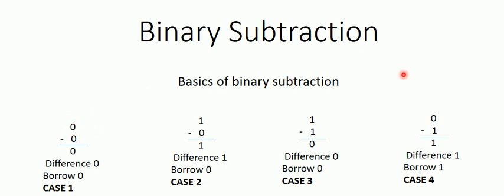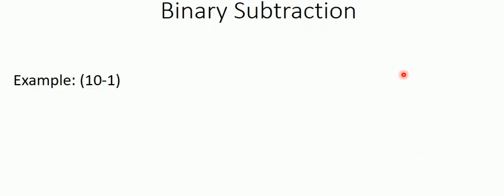Let's see some examples of binary subtraction. You can do binary subtraction in different ways. What I will do here, I will do the binary subtraction such that if we get a borrow, we need to add this borrow with the previous bit of subtrahend until the carry is 0. So let's see in examples.